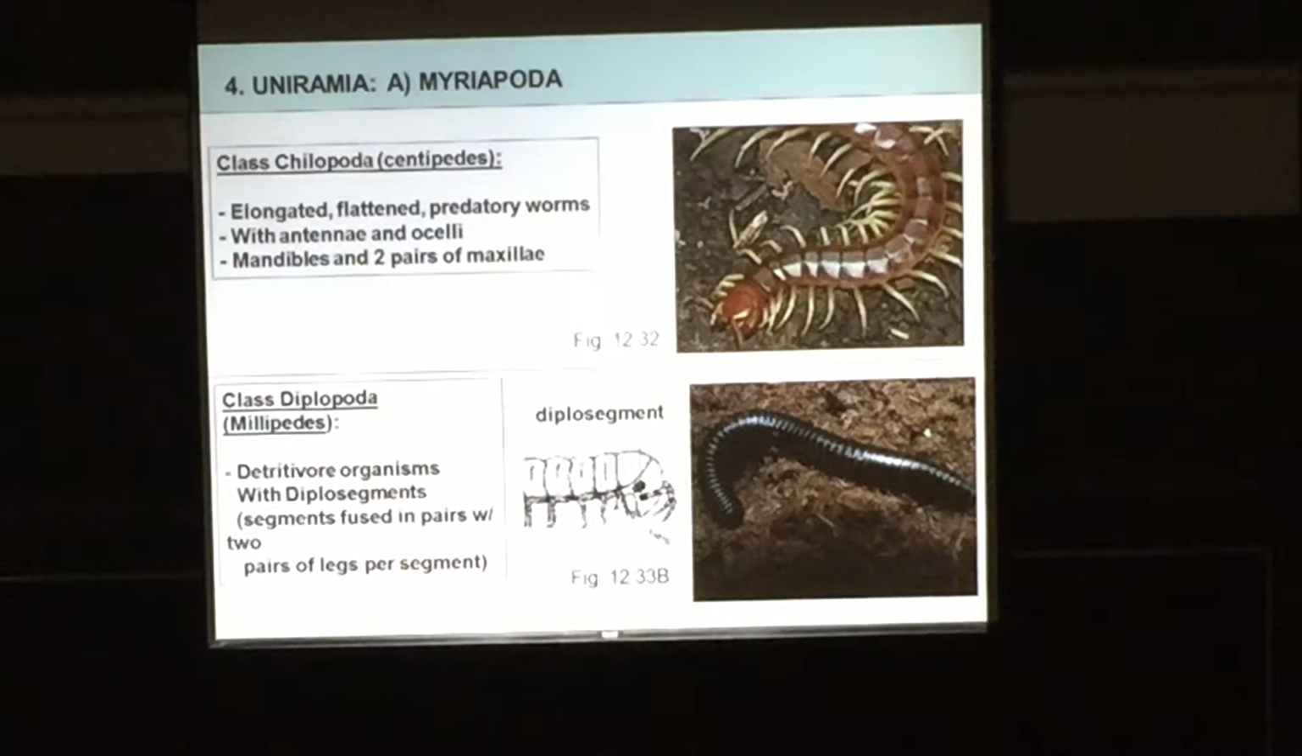They have diplosegments. So those segments are fused in pairs, and they have 2 pairs of legs per segment. And you can kind of see that. I tried to find a picture.